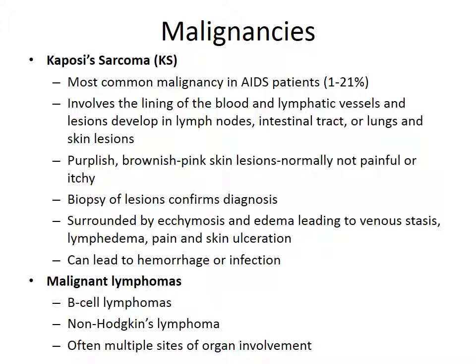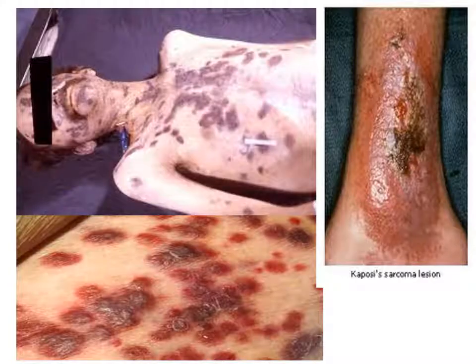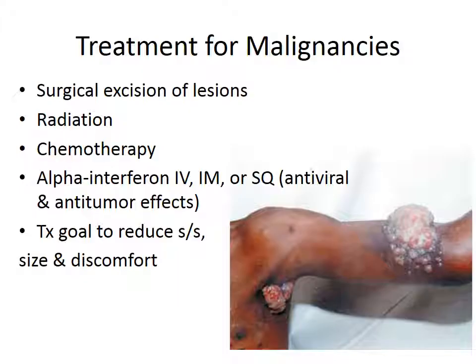These lesions are surrounded by bruising and edema, leading to venous stasis, lymphedema, pain, and skin ulceration, and they can lead to hemorrhage or infection. Malignant lymphomas can also develop in these patients: B-cell lymphomas, non-Hodgkin's lymphoma, and often multiple sites of organ involvement happens. The following slide shows the lesions of a Kaposi sarcoma in an AIDS patient.